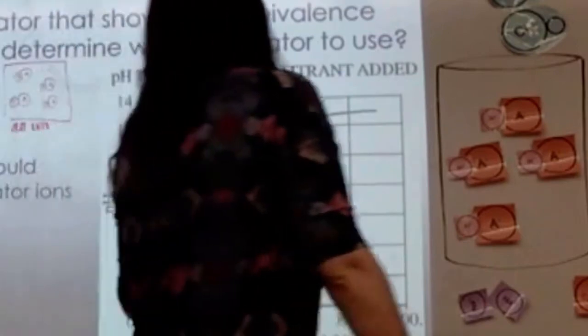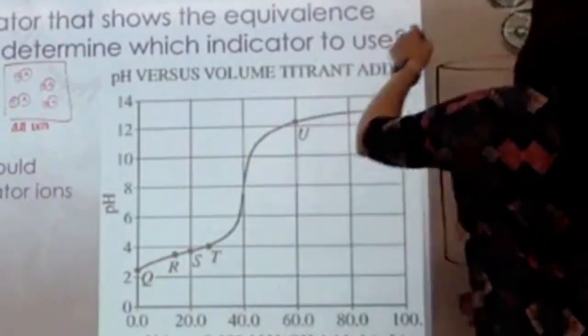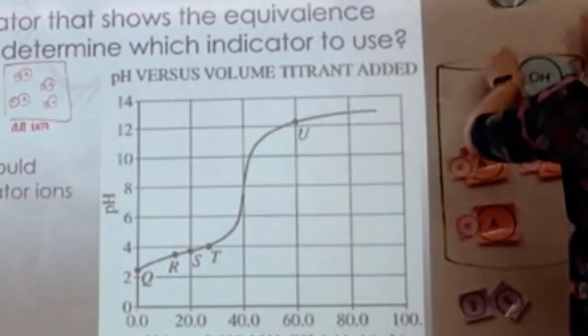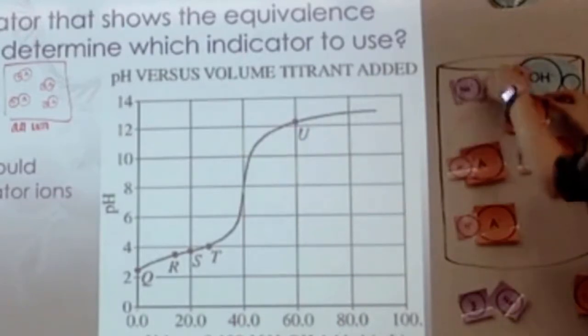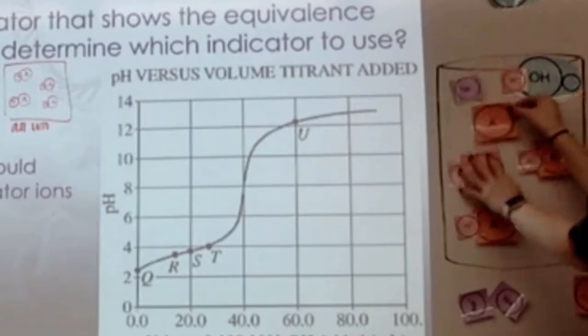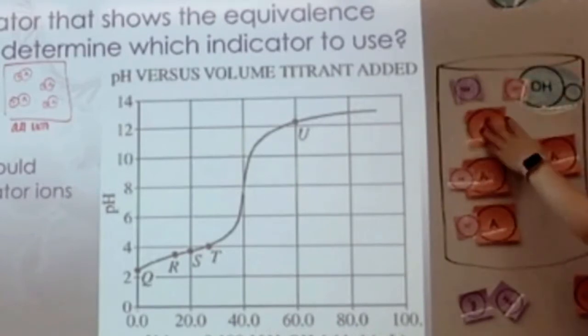Then we start adding NaOH. So point R, I've added 1 NaOH into the beaker. Now, as soon as this NaOH gets added into the beaker, a neutralization reaction will occur. Neutralization is when the acid reacts with the base to form a salt. So in that case, it'd be Na plus and A- and water. So here's actually what we would have at point R.